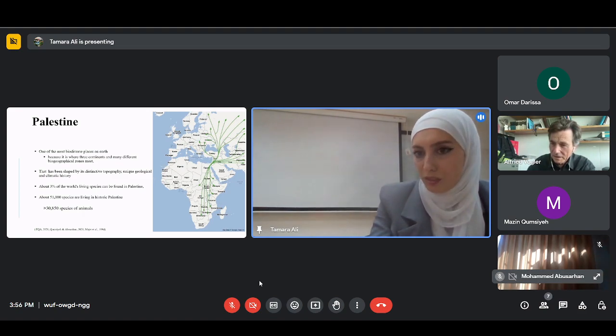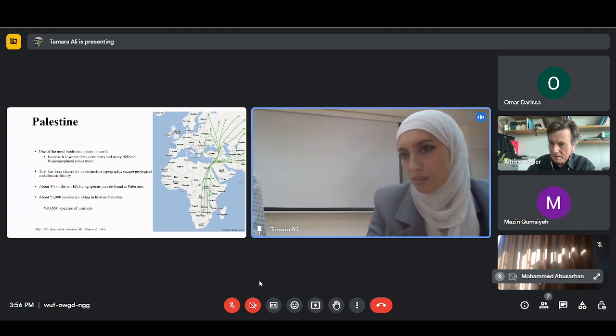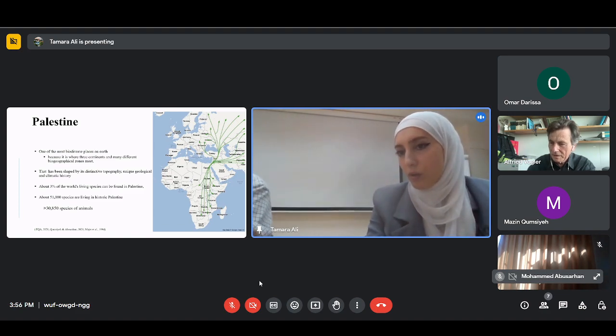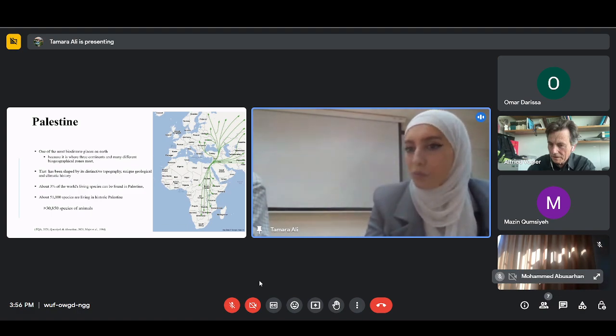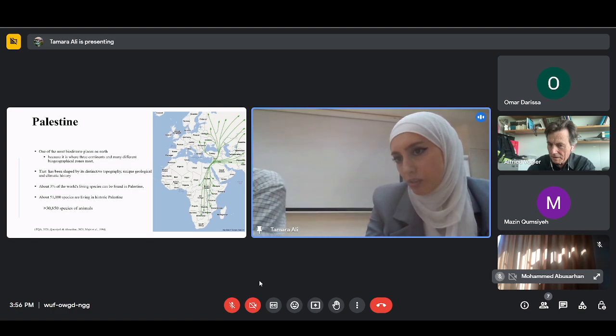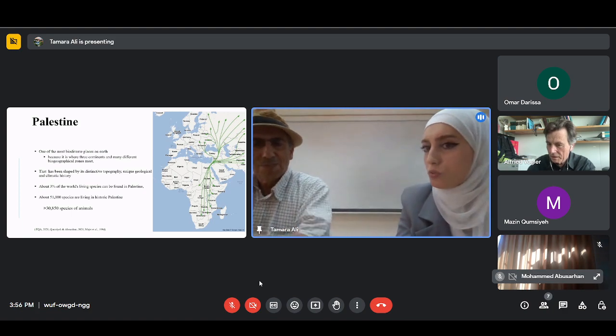Because the Palestine region has many zones that meet, we can find different beetles from many zones of these three continents. So these beetles come by using Palestine as a road to come to Africa. So the beetles come from different regions.